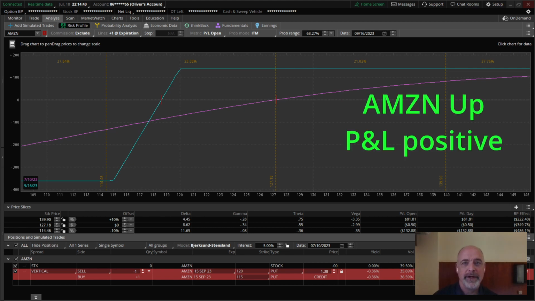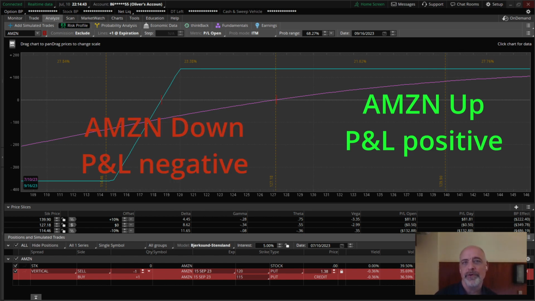With the put credit spread, a move up is a move away from the risk. So as the insurer, we make a profit. Moves down towards the risk increase the price of the insurance since the risk is greater. So a move down hurts us and our P&L is a loss.